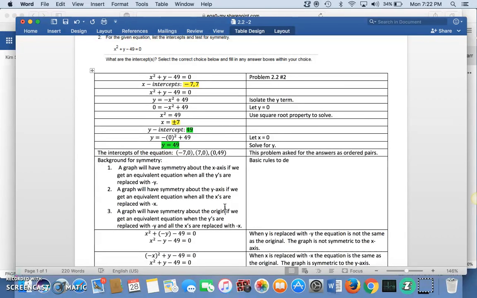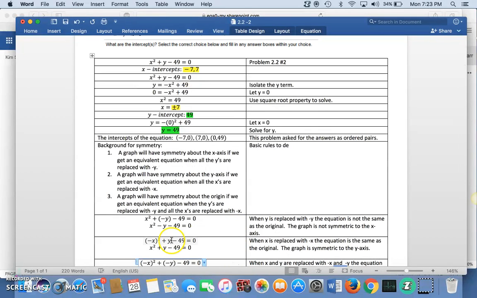If you replace y's with negative y's, you're looking for x-axis symmetry. If you replace x's with negative x, you're looking for y-axis symmetry. If you do both, you're looking for the origin. So starting out, we are going to replace y with negative y, and this is what we get. This is not the original equation we had, so it is not symmetric to the x-axis.